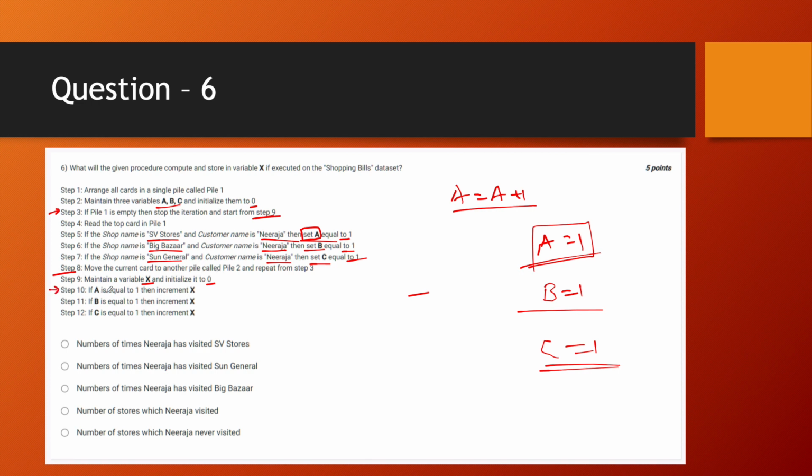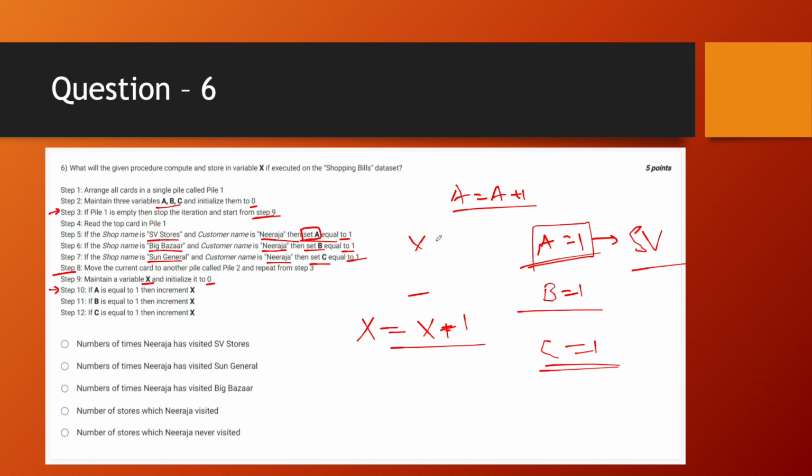Step 10 states that if a is equal to 1, then increment x. So when is a equal to 1? As we have seen here, if Nirja has visited SP Stores at least once, then a would be equal to 1 and x would be incremented. Here you see that x is going to be incremented by 1 every time that you go through this step and a is equal to 1. Step 11 states that if b is equal to 1, then increment x again.